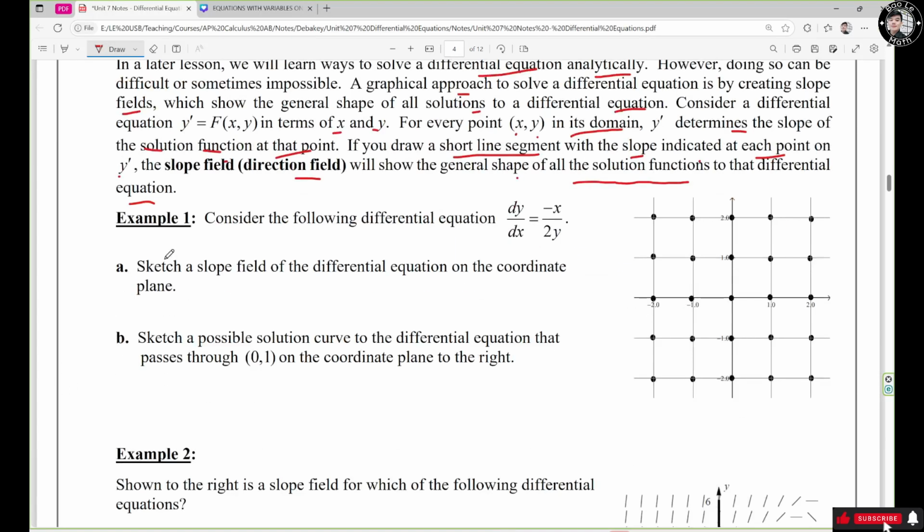Now let's take a look at example number 1. Consider the following differential equation: dy over dx equals negative x over 2y. Sketch a slope field of the differential equation on the coordinate plane. Alright, so this one is the y, this one is the x, right? Now, in order to do this one, you need to sketch a T-shape, right? Now, remember, we have the Christmas tree trick.